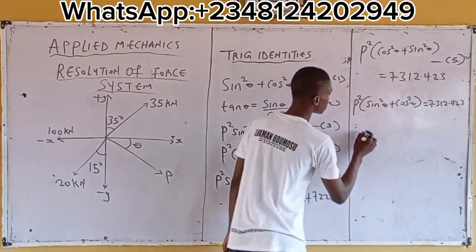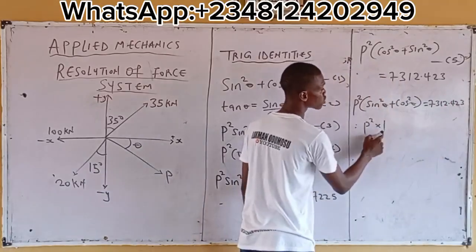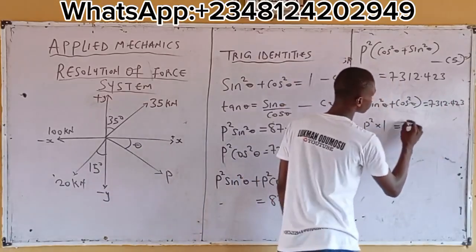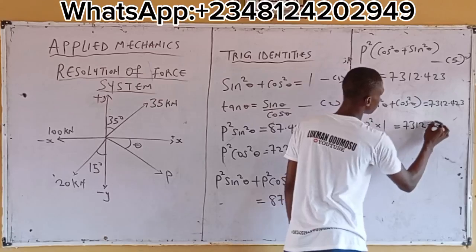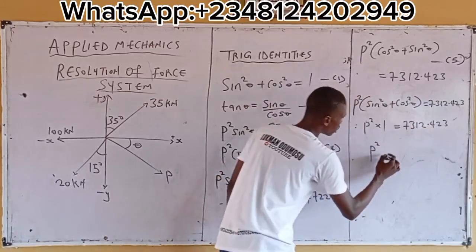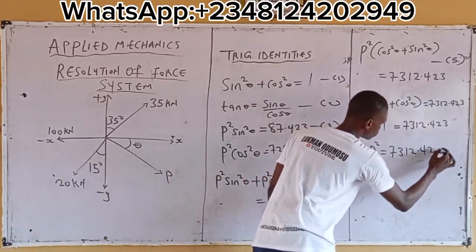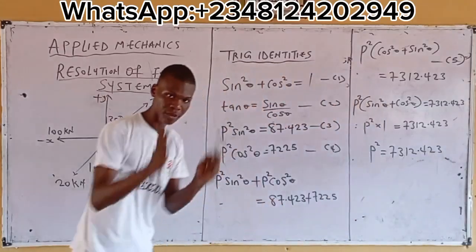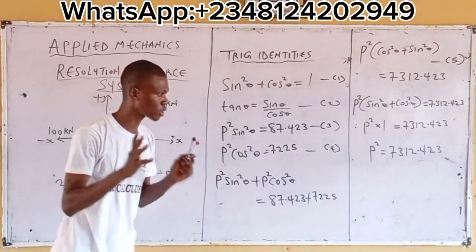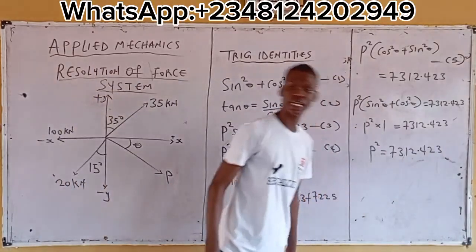7312.423. That is P square multiplied by 1. You know where 1 is coming from? Yes, sir. Equals to 7312.423. Now I have P square is equals to 7312.423. The question given was what? What are we asked to calculate? Find P. Now up to this level, how do I get P?